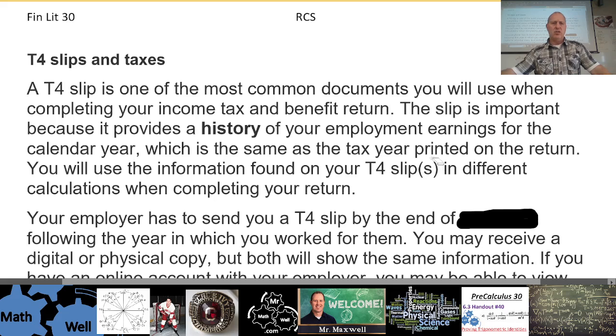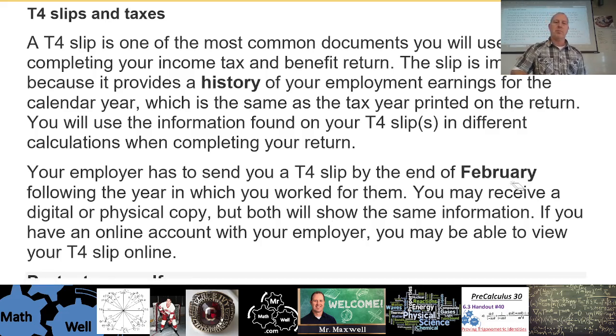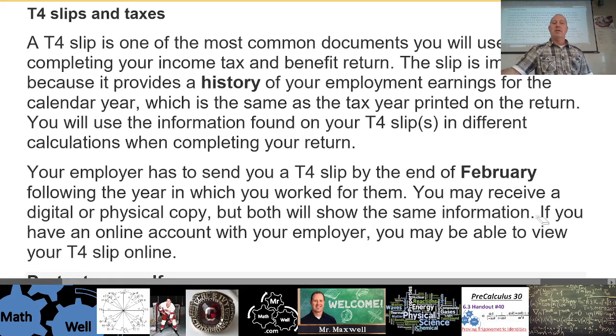So again, as I mentioned, you should get a T4 slip from every employer that you work for throughout the year, so you may get more than one if you worked at different jobs. Your employer has to send you a T4 slip by the end of February following the year in which you worked for them. You may receive a digital or a physical copy, but both will show the same information. If you have an online account with your employer, you may be able to view your T4 slip online.